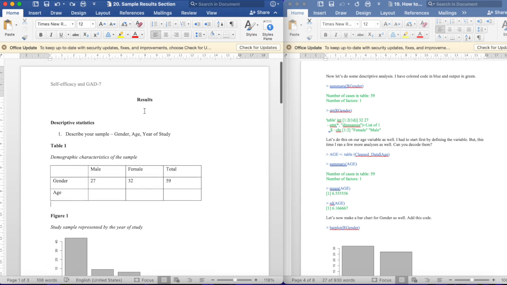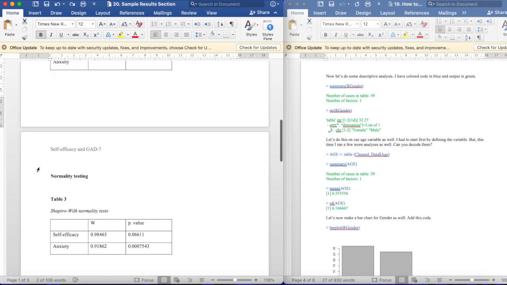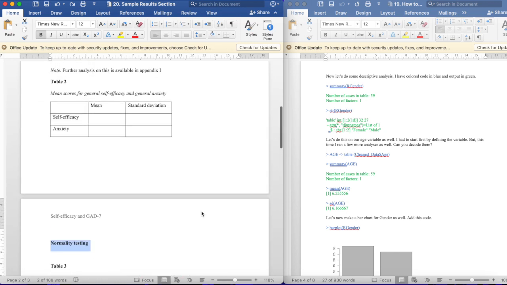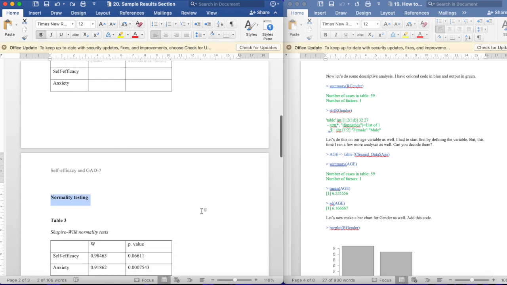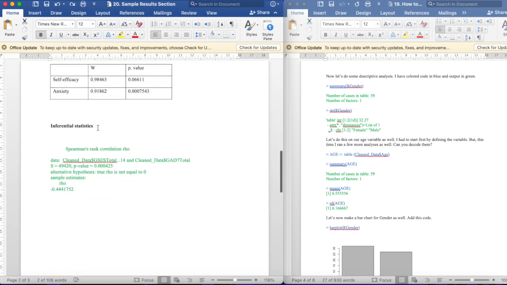So here I have written results right in the middle, and I am going to include a few basic things. The first thing is I need to have a section where I explain some basic descriptive statistics. And then I need to have a basic section explaining some of the normality testing I have done. You might not need to have a separate section for normality testing, but just to improve the readability of my report, I'm going to have a section for normality testing as well, and also a section for inferential statistics.